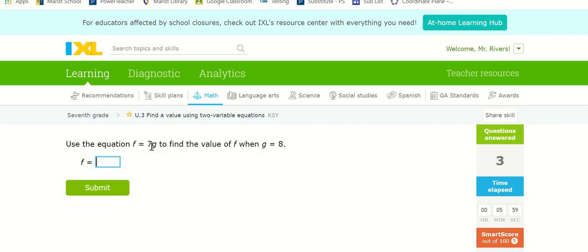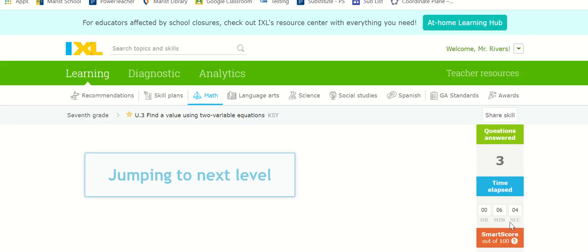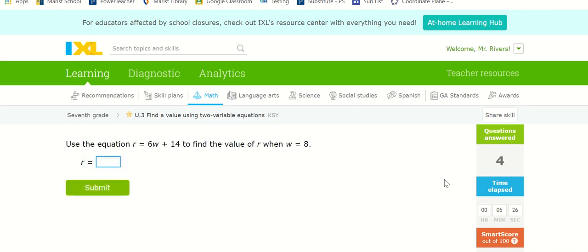All right, same thing here. Let me skip ahead a level. Okay, 11 times G, 11 times 8, that's 88. So F is equal to 88. So when G is 8, F is 88. 8 comma 88. That is an ordered pair. You could graph that on a graph, and we will do that later.